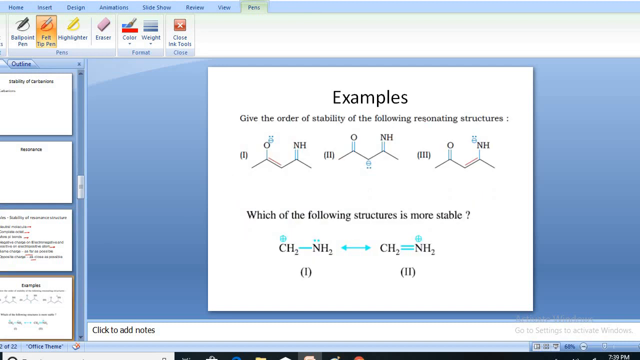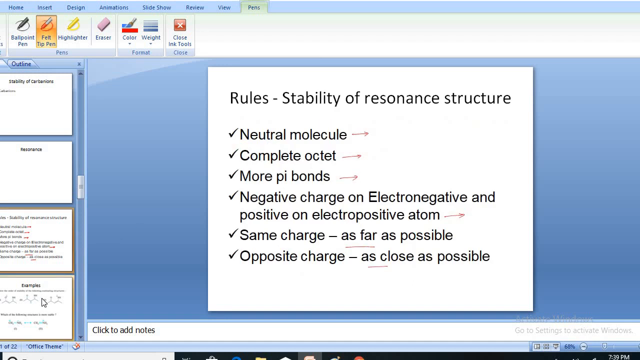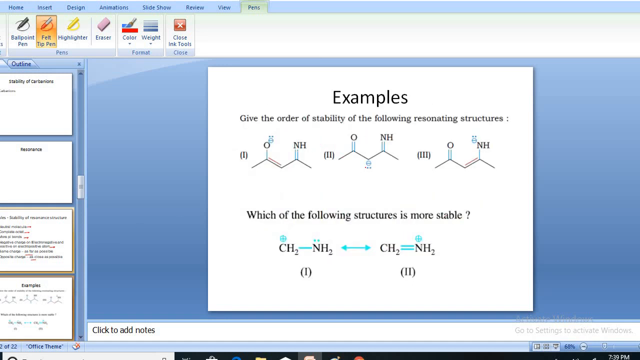Now let's try to see this example. Give the order of stability of the following resonating structures. These are the resonating structures which are given to you, 1, 2 and 3. Now if you could see here, negative charge, negative charge, negative charge, that means all are negatively charged. So the first rule is not possible to be applied. The next is complete octet.